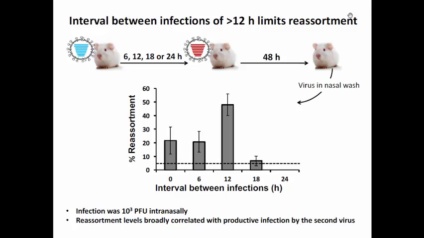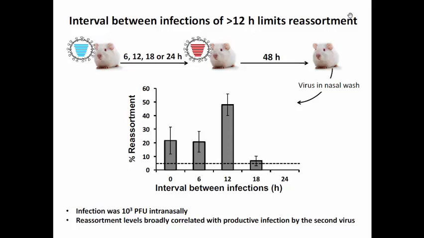So at 24 hours or later, no reassortment was detected, and in fact, in these animals, no wild-type virus was detected. So at the level of the whole host, at later time points, there's a superinfection exclusion that prevents reassortment. However, a short time interval will not prevent reassortment and can, in fact, increase it.